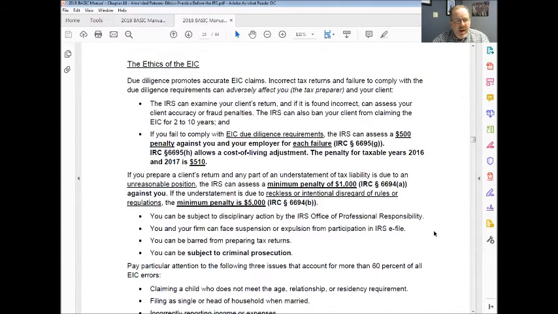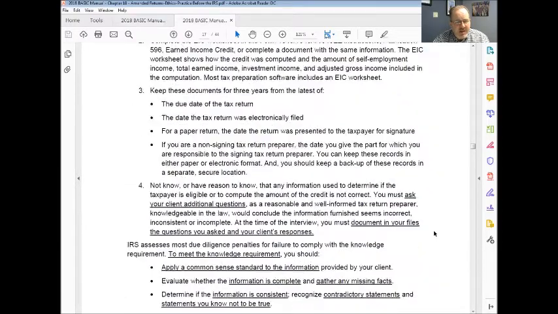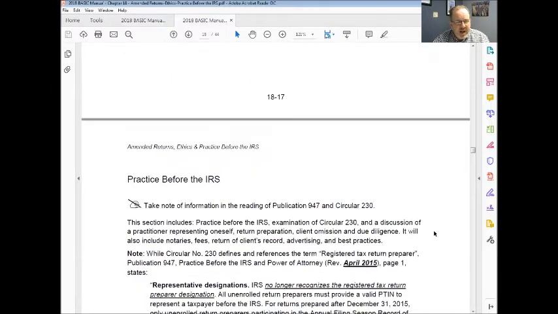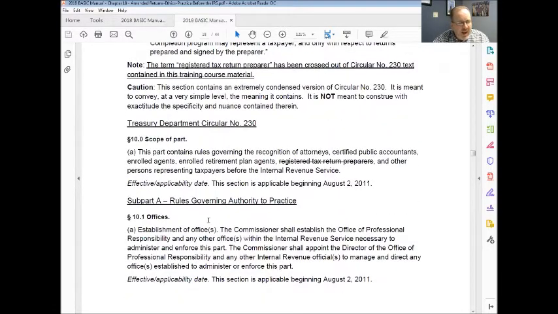Let's see here. A lot of the ethics stuff that you saw in this chapter, and again, I apologize that it was very dry reading because a lot of it is pulled right out of the tax code. Like I said, it has that funny little double S thing to show that it is official. Okay. All right.